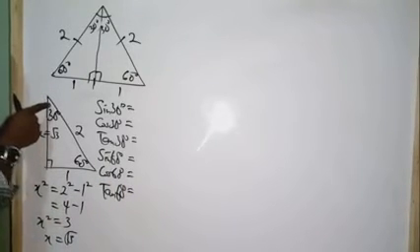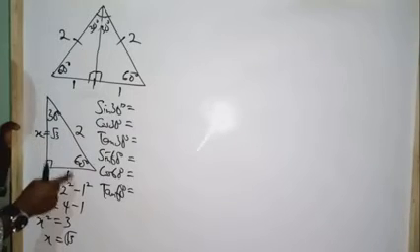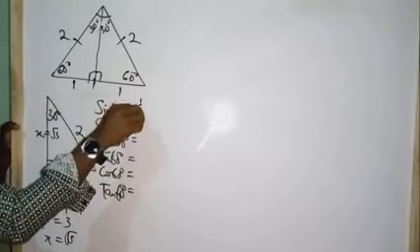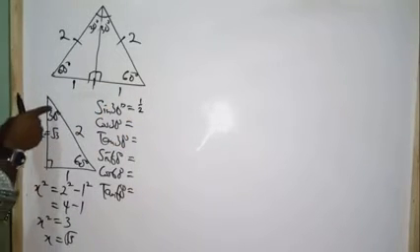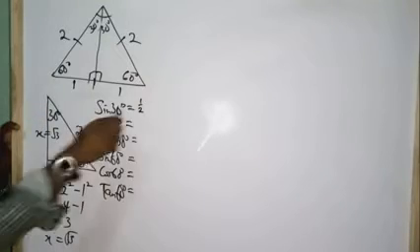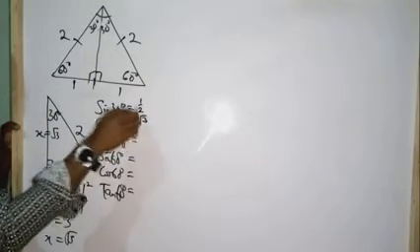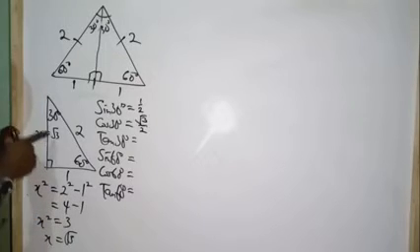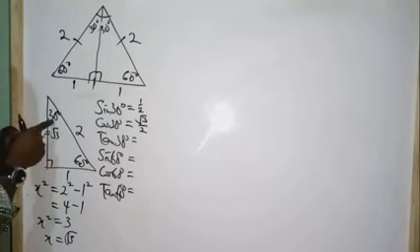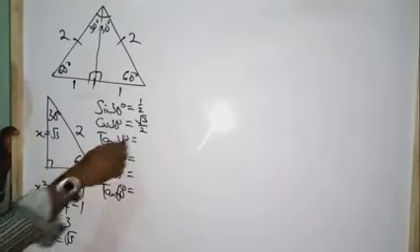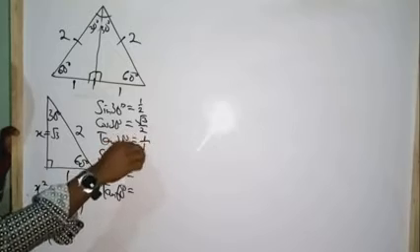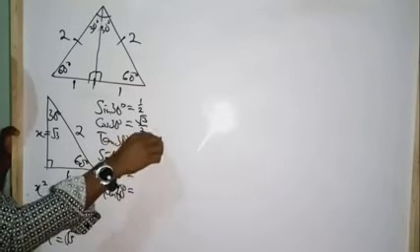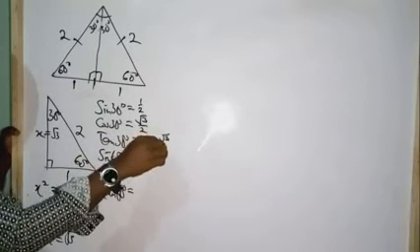So this 30 degrees, this is the opposite. This is the hypotenuse. So this is half. The cosine, that is root 3 over 2. The tangent, 1 over root 3, which can be written as root 3 over 3.